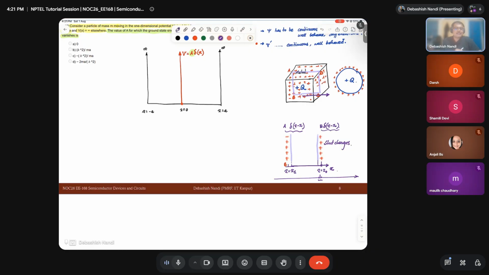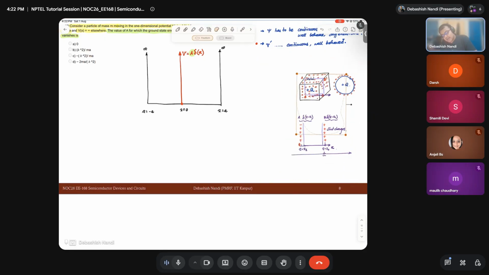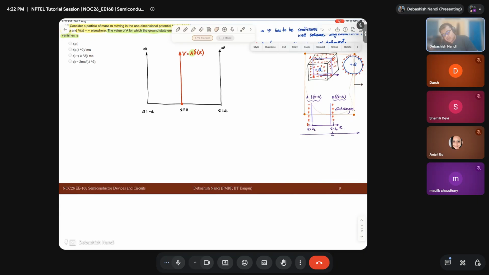So these are the cases where this kind of delta function approximation comes in handy in modeling devices and so on. So this is the motivation behind why these delta functions are necessary. It is not that delta functions are not practically realizable. It is just that it is a mathematical approximation to make our life easier.